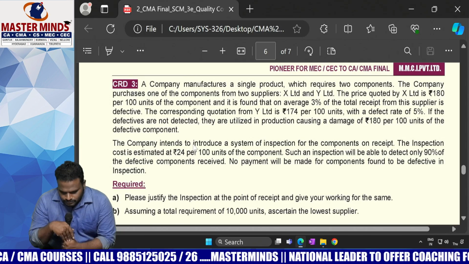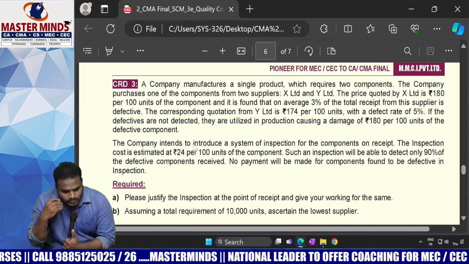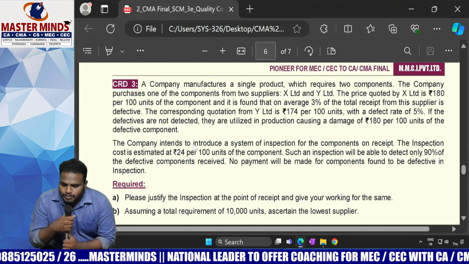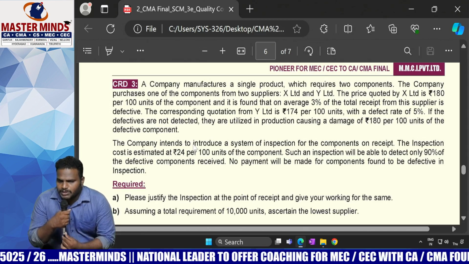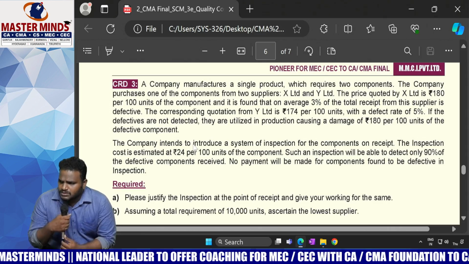The price quoted by X Limited is rupees 180 per 100 units of component. Then tell me, per unit how much? 1.8. Yes or no? Next.